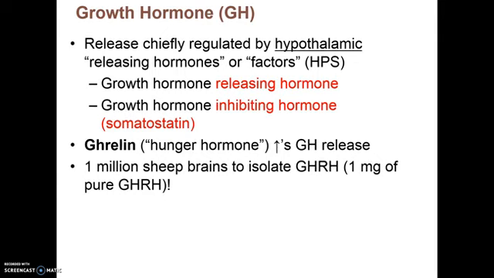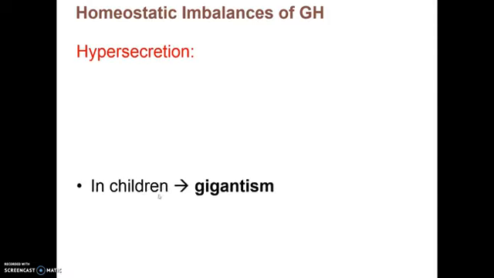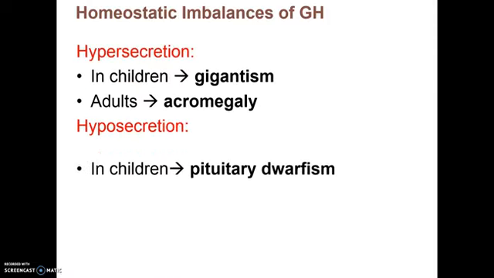So nowadays they make synthesized growth hormone as well as natural. They need about 1 million sheep brains to isolate 1 milligram of growth hormone releasing hormone. That is the reason they make synthetic also.